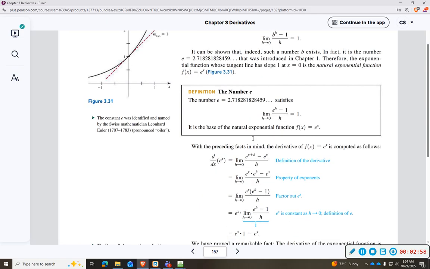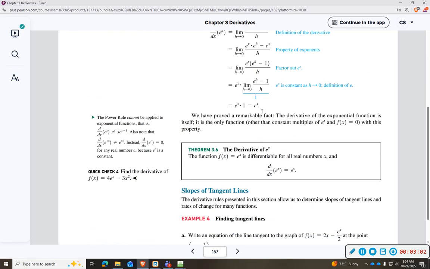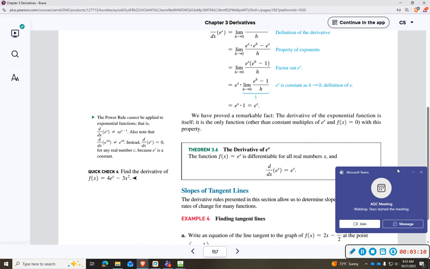And again, here is the proof of how that works. And then here it is them just giving you the derivative of e to the x. For all real numbers x, it is just going to be e to the x.